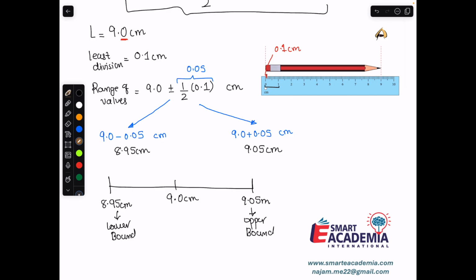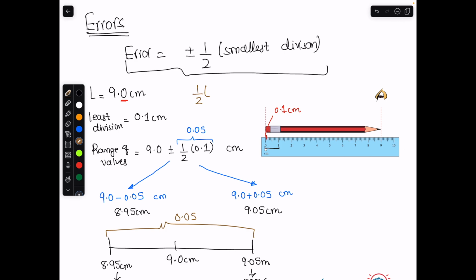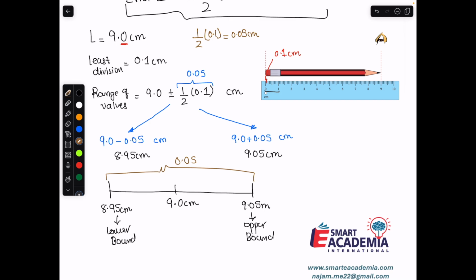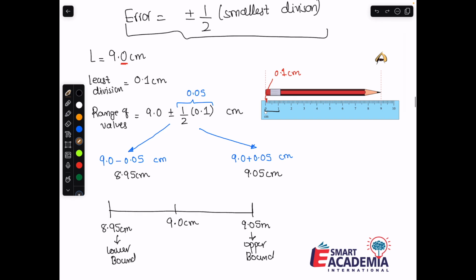And the error, if you see, is basically 0.05 centimeters, which is half of the least count, the smallest division, which is 0.1. Now, if you notice, the range of the values will always be equal to the least count, which is 0.1 centimeters in this case, whereas the error would be either in the positive direction, 0.05 centimeters, or in the negative direction, 0.05 centimeters.